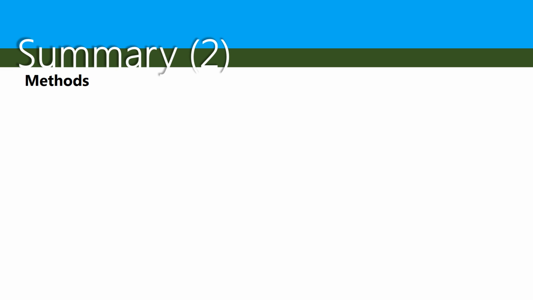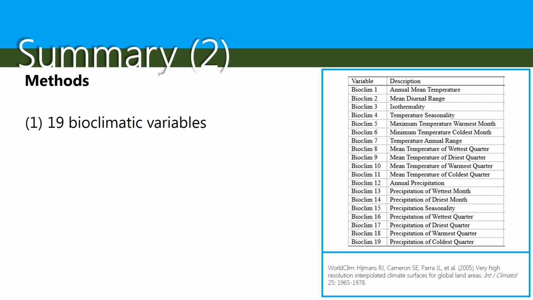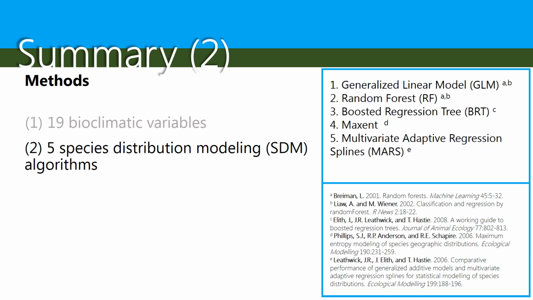For our methods, we obtained 19 raster-based bioclimatic variables from among the WorldClim datasets. As you can see in the right side of your screen, these are temperature and precipitation variables varying in temporal scales. So we used them to describe the present environmental conditions and explore the relationships between the bioclimatic conditions and the species distribution patterns.